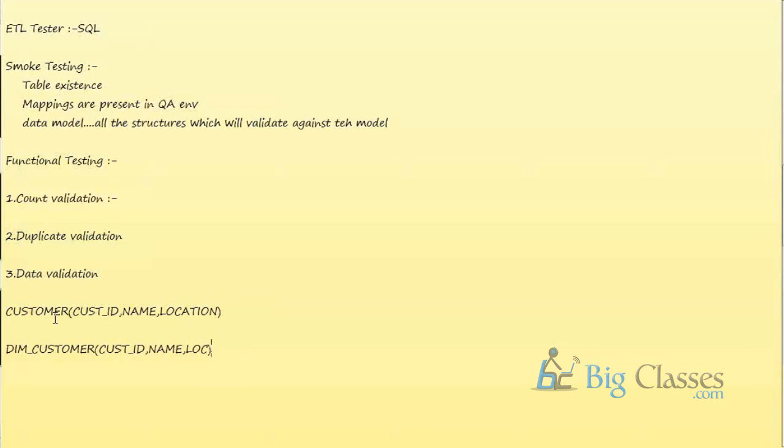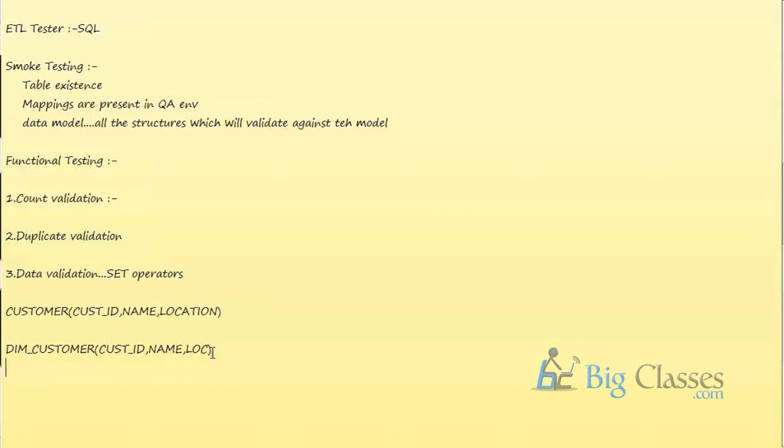So data validation means you have to check whether the data present in each column in the source is matching with the target or not. You are going to validate customer ID with the customer ID column, name with the name column, location with the LOC column. Each column validation, which you perform on each and every column, we are again going to perform using SQL, with the help of set operators. If you have an idea of SQL, we use set operators to perform data validation between each column of source and target.